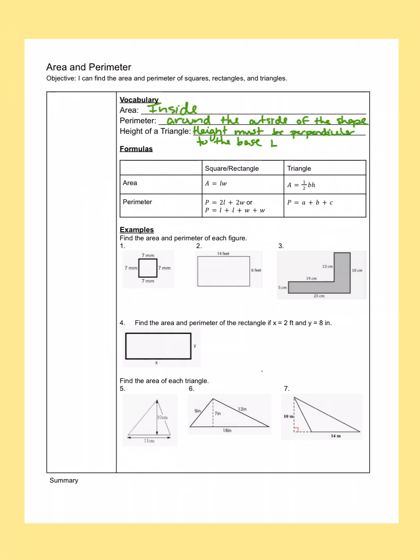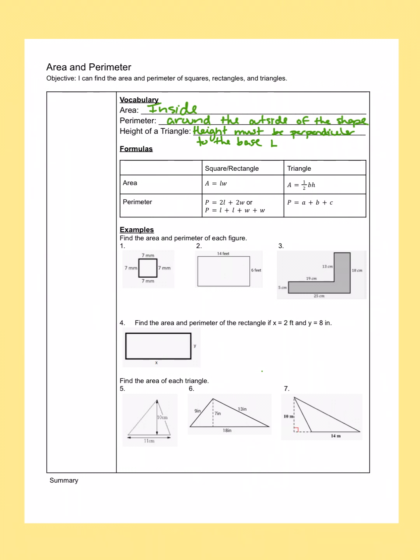Alright, so area of a square or rectangle, because a square is a type of rectangle, is just multiplying length times width. To find area of a triangle, we have 1/2, and then you multiply the base times the height, and we just talked about base and height of a triangle have to be perpendicular. And then the perimeter formulas are essentially we're just adding up all the way around the shape.